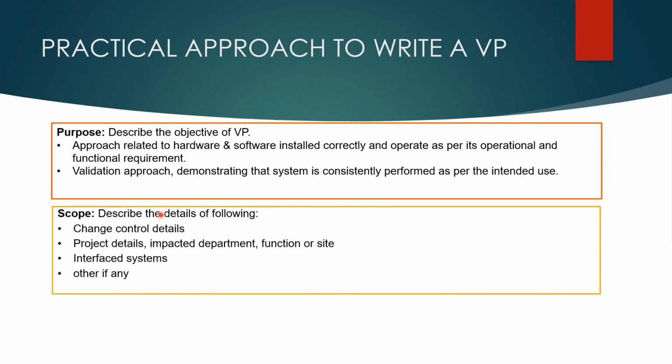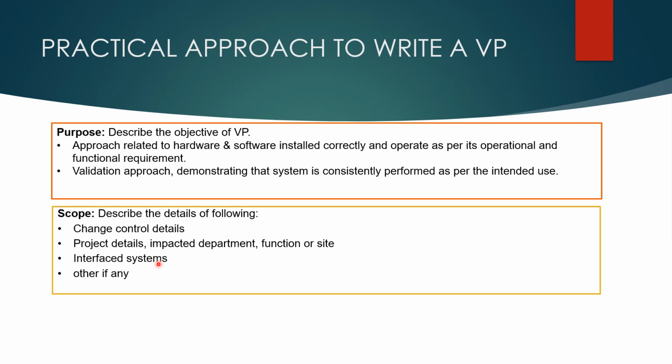Next is the scope section. Here we need to define the change control details, such as the change control number, change control approval dates, and the proposed changes with the justification. Such things we need to define. And next is project details, impacted department, functions or site. Here we need to define the project details, such as the software or hardware or system for which the project is initiated. For the impacted department, we need to describe which department or site or function will be impacted by initiating such projects.